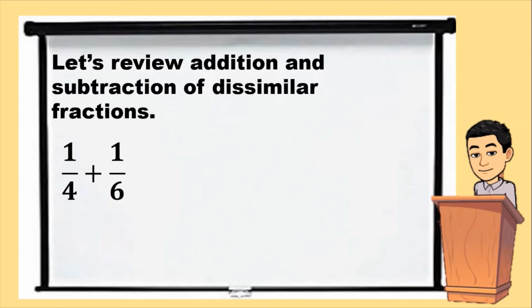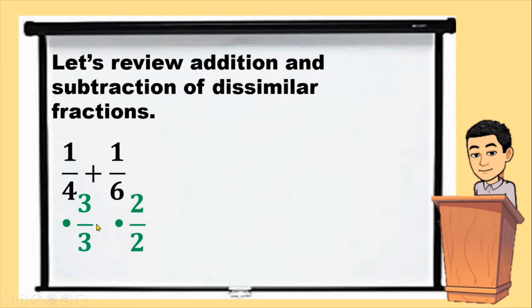To do that, we need to multiply our first fraction by 3 over 3. Remember that 3 over 3 is just equivalent to 1, and any number multiplied by 1 is the number itself, as if we did nothing to our fraction. For our second fraction, we need to multiply it by 2 over 2. And again, that is just the same as 1.